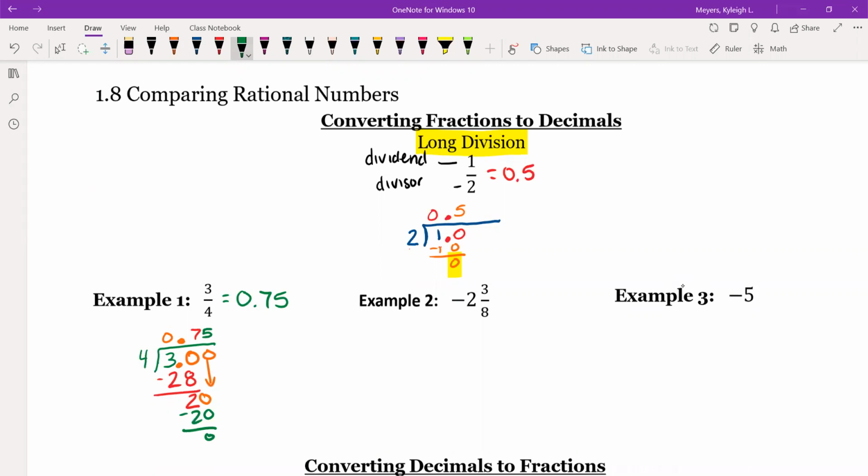All right, so example 2 is not that different. The only difference is that we have this 2 out front. And with whole numbers, we don't really need to do anything. They just come out front. So we'll put 2 point, and then we're going to do the fraction, right? Where the 3 goes on the inside, the 8 goes on the outside. So try to figure out what 3/8 is as a decimal. Okay, so pause and try that.